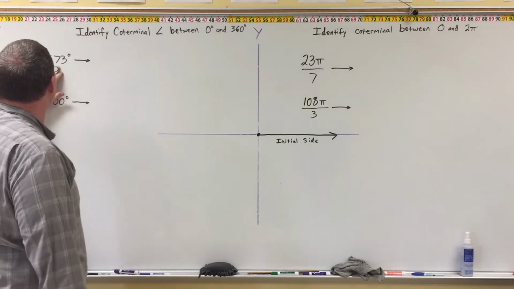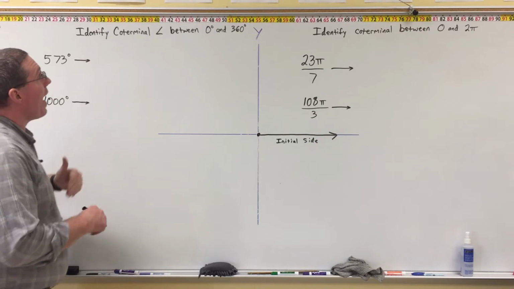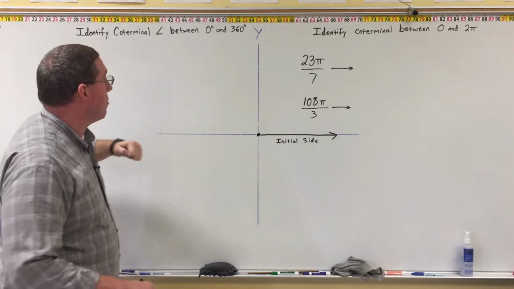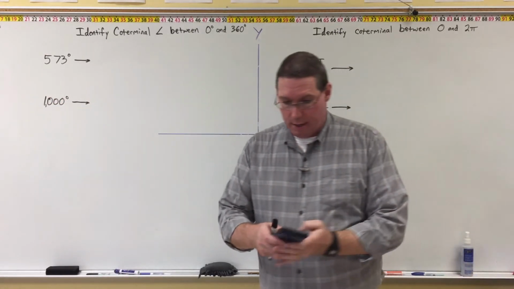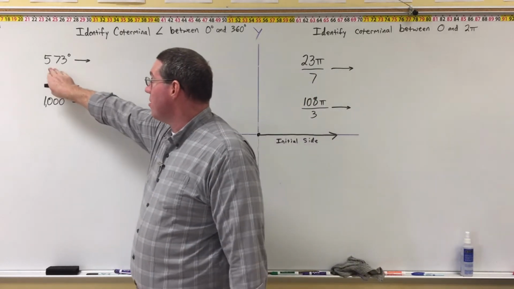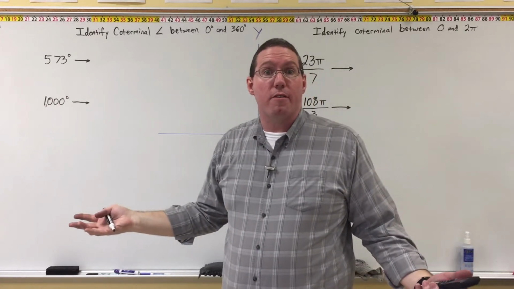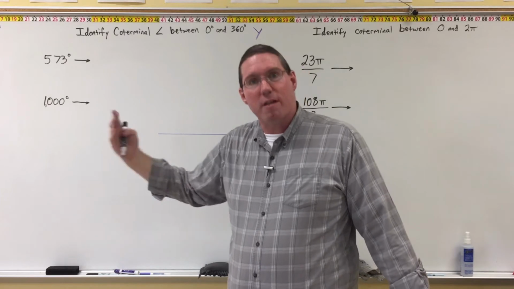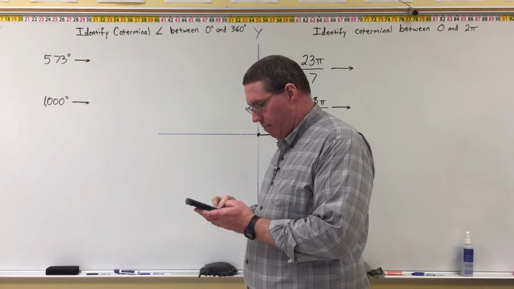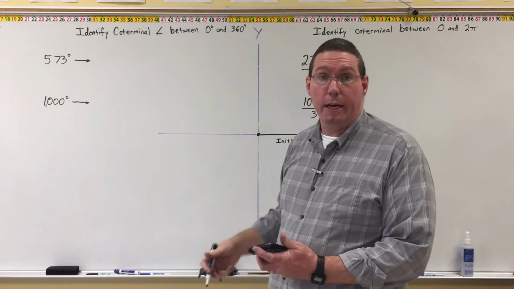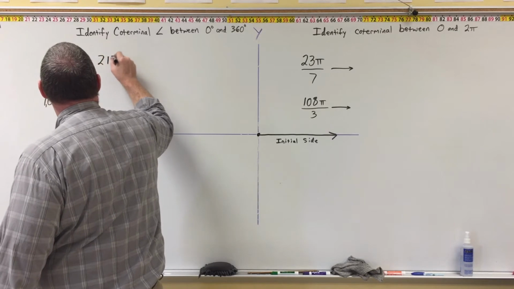Okay, so 573 degrees is larger than 360, so we want to go down to a number that is between 0 and 360. So all we have to do is subtract 360 from 573. Now, when we subtract 360 from 573, if we're still not between 0 and 360, we're just going to subtract 360 again. We're going to keep subtracting 360 until we are between 0 and 360. So 573 minus 360 is 213. Well, 213 is between 0 and 360, so we're going to write 213 degrees.